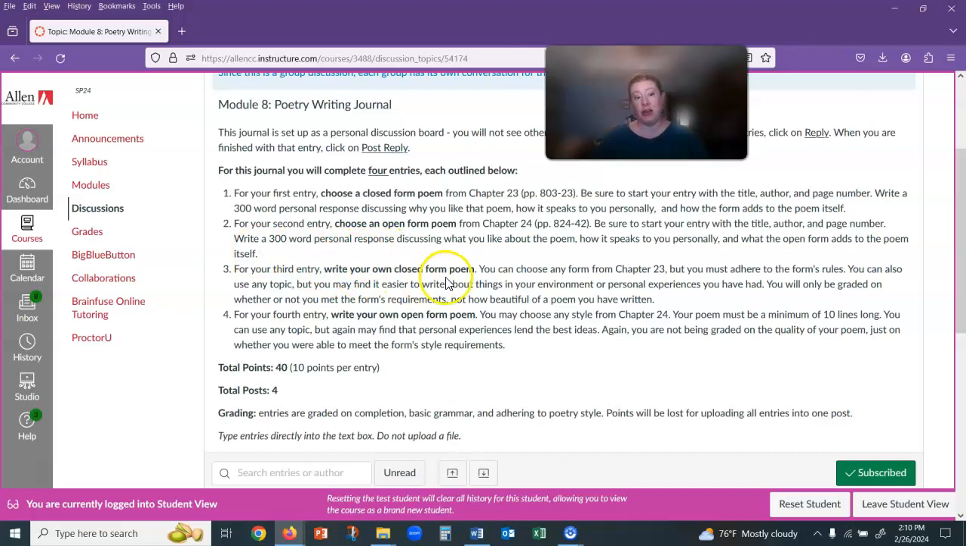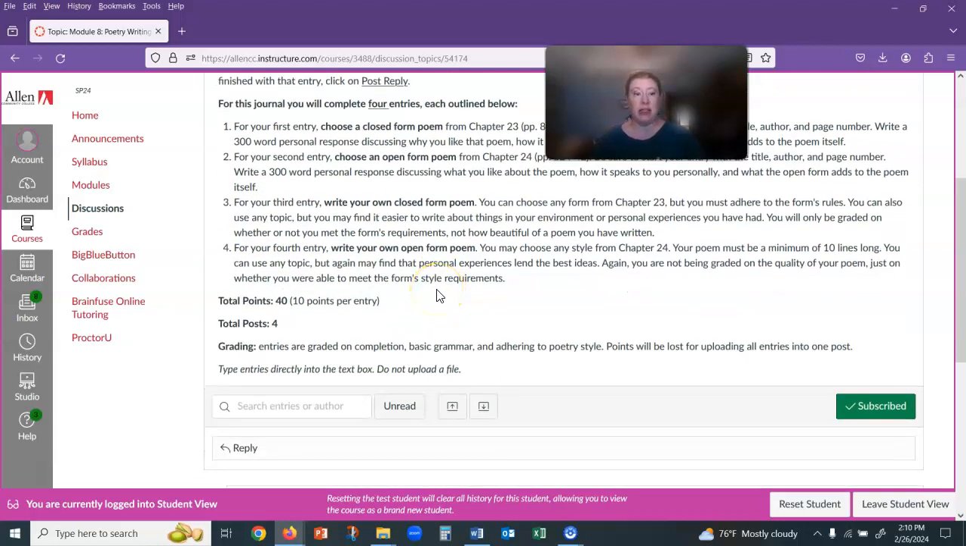Then the other 2 entries, once you've done that, are for you to actually write your own versions of these poems. A closed form poem would be choosing a form and then attempting to write one. I'm not grading you on your poetry skills for this one, so obviously most of you are probably beginners. You may never have written a poem before. Some of you may actually enjoy writing poetry, and that's perfectly fine.